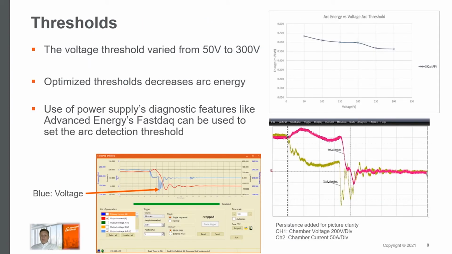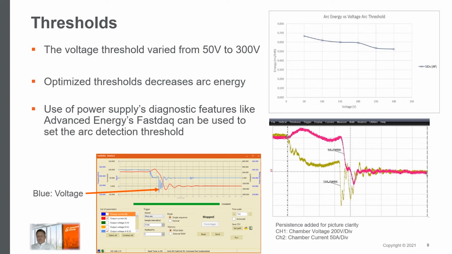There are a number of methods used to detect arcs. The simplest is a threshold detection, voltage or current, for example. Logically, the closer you put your threshold to where you're operating, the faster the response will be. However, the trade-off could be false detections. Our process voltage was around 320 volts, and the burn voltage or phase 2 was less than 50. So we limited our voltage threshold variations to between 50 and 300 volts. As expected, the arc energy decreased as the voltage threshold was increased here.